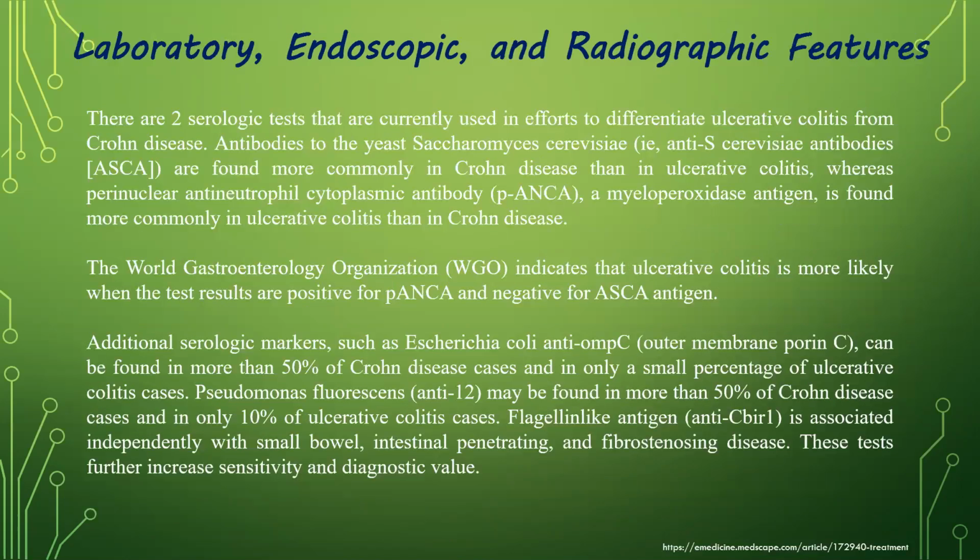There are 2 serological tests that are currently used in efforts to differentiate ulcerative colitis from Crohn's disease. Antibodies to the yeast Saccharomyces cerevisiae are found more commonly in Crohn's disease than in ulcerative colitis, whereas perinuclear anti-neutrophil cytoplasmic antibody and myeloperoxidase antigen are found more commonly in ulcerative colitis than in Crohn's.